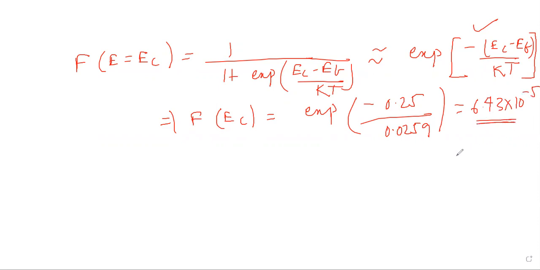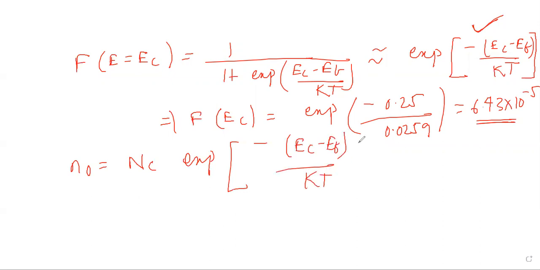This is the probability of finding the electron in the conduction band. Here also you can substitute 0.25 electron volt and kT and calculate the whole thing. But because the Boltzmann approximation holds good here at room temperature, you can just substitute that as well. Then for finding the electron concentration, you can write NC, the effective density of states in the conduction band, times exponential of minus (EC minus EF) divided by kT.